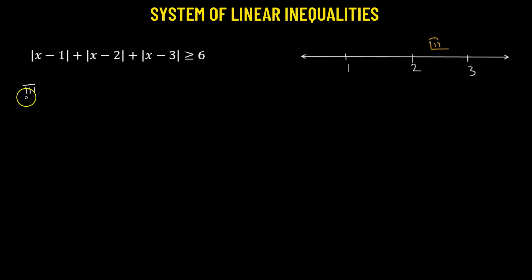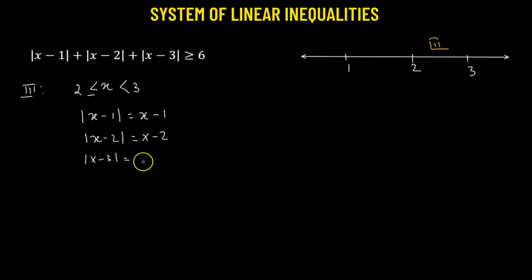So with region number 3, we are going to consider the case that x is greater than or equal to 2 but less than 3. Then it immediately follows that absolute value of x minus 1 will be x minus 1. Absolute value of x minus 2 will be x minus 2. But absolute value of x minus 3 will be equal to negative of x minus 3, or simply 3 minus x. That means our inequality now becomes x minus 1 plus x minus 2 plus 3 minus x. So this is greater than or equal to 6.